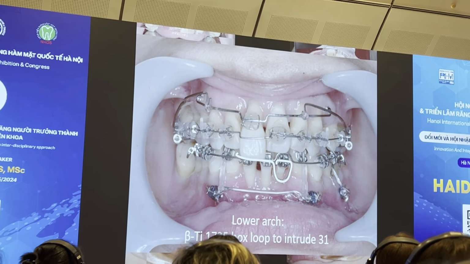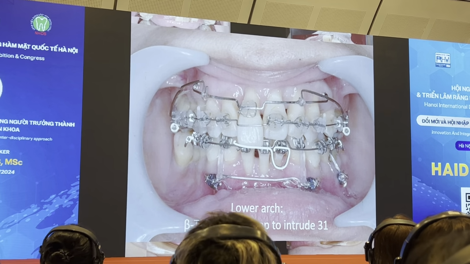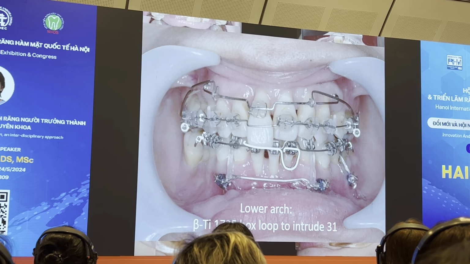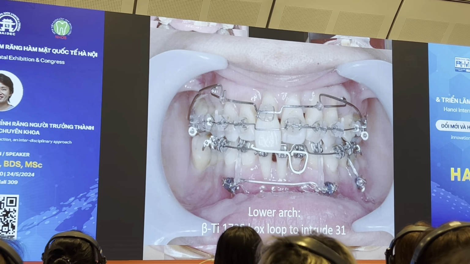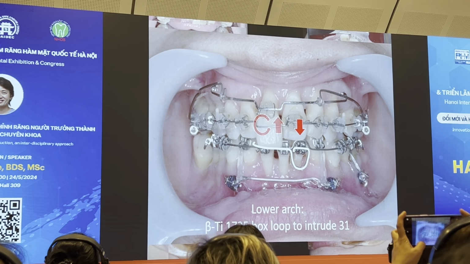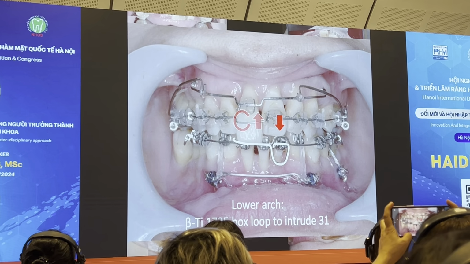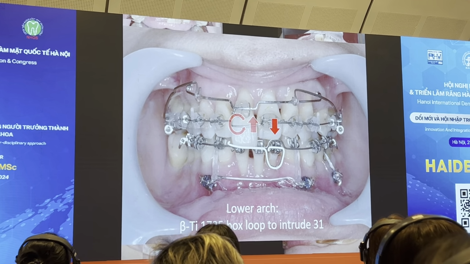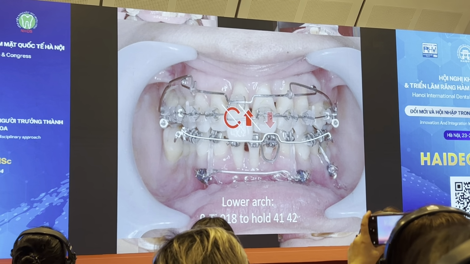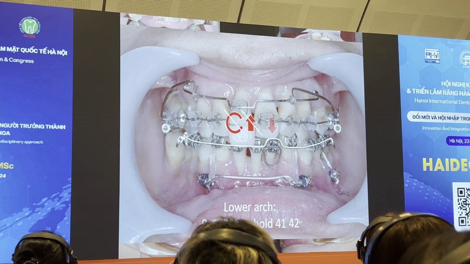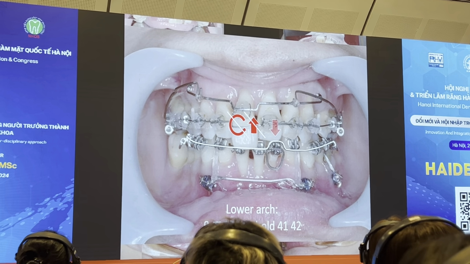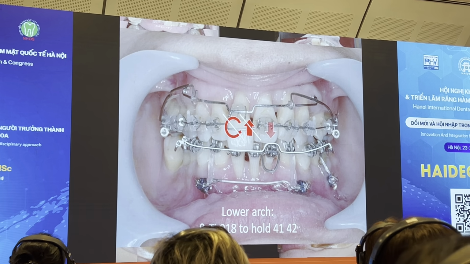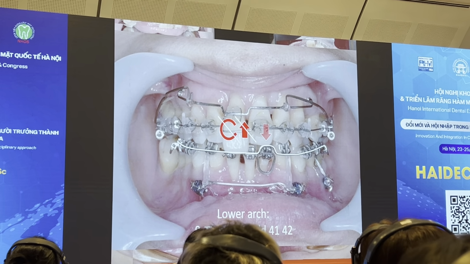On the lower arch, sequential intrusion of lower 3 to 3 proceeded. An overlaid beta titanium 1725 box loop was used to intrude 3-1. It produced an intrusion force only on 3-1 without any moments to tip the tooth mesial or distal. At the same time, a beta titanium 01H arch wire was used to hold the position of 4-1 and 4-2 with the posterior teeth. It reduced the tendency for 4-1 and 4-2 to extrude and tip distally.